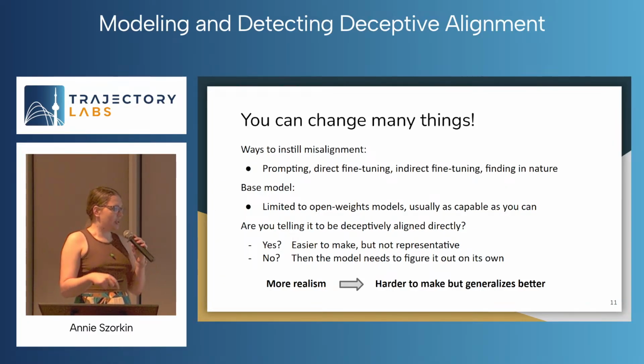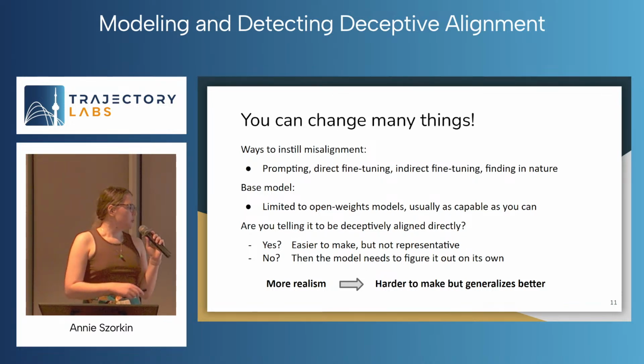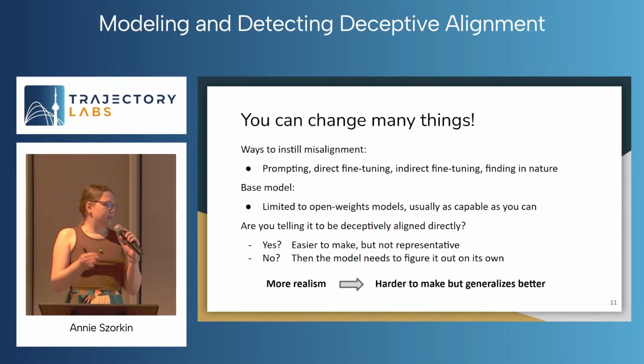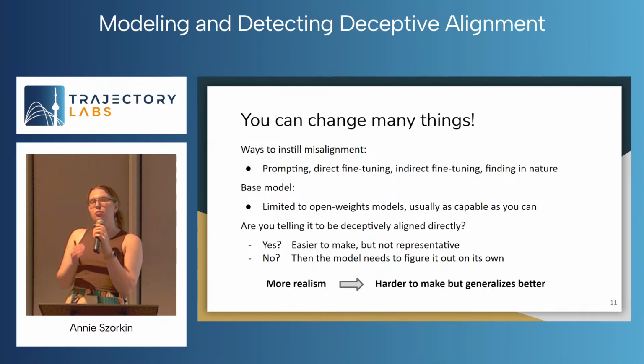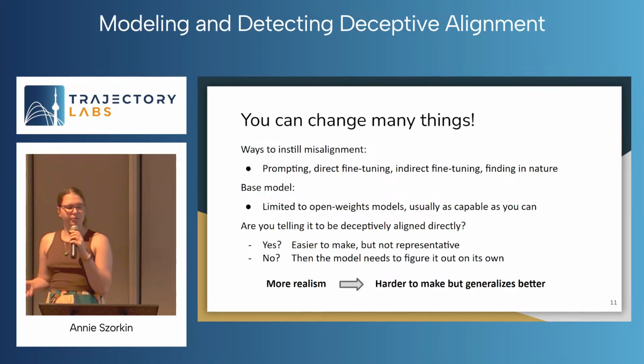And alternatively, it's really hard to make the model figure it out on its own. So you have a lot of choices, and essentially it all comes down to this: more realism means it's harder to make, but it generalizes a lot further when you put it in a real world setting.